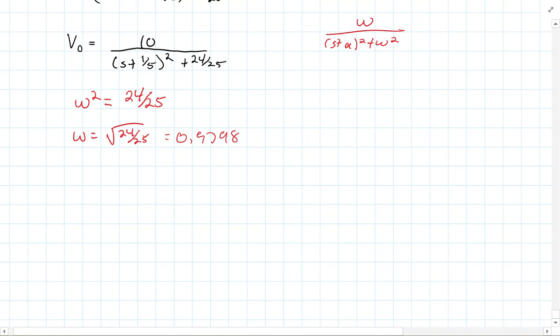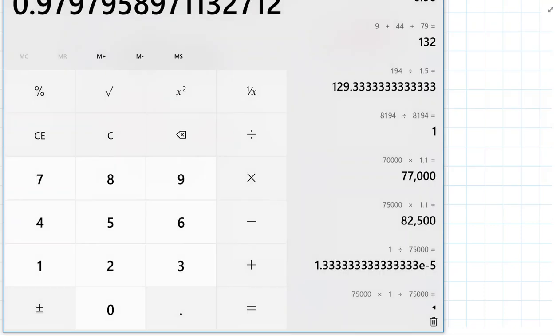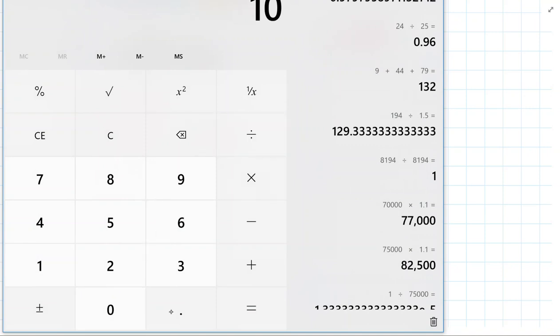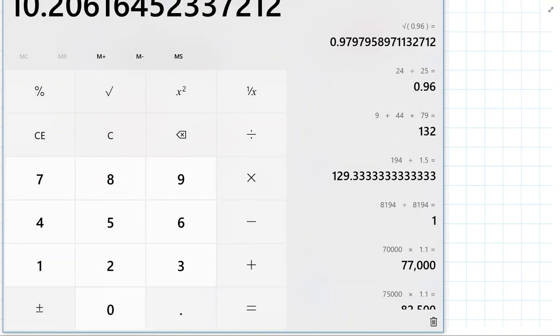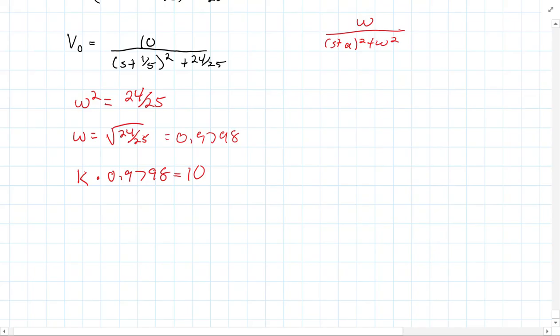Okay, but you might say I have a 10 on the numerator. So, again, we can force that. So we want omega to be in the numerator. So we want some constant k times 0.9798 to equal 10, because that's what we have. So, well, then that's what we're going to do. 10 divided by 0.9798, which is 10.21. So k is 10.21. So then let's rewrite this.